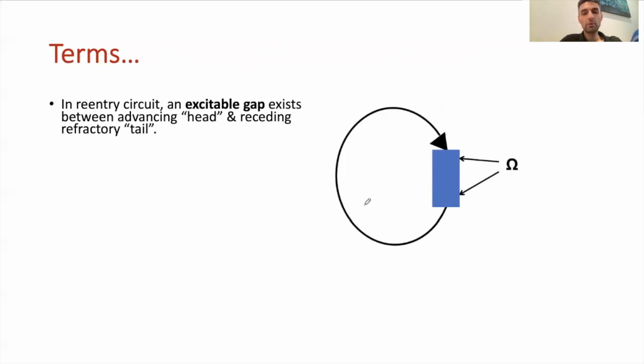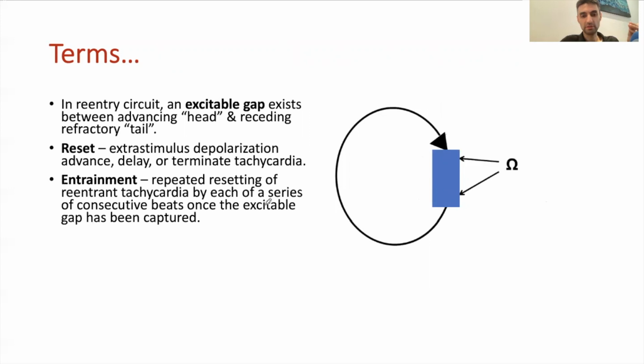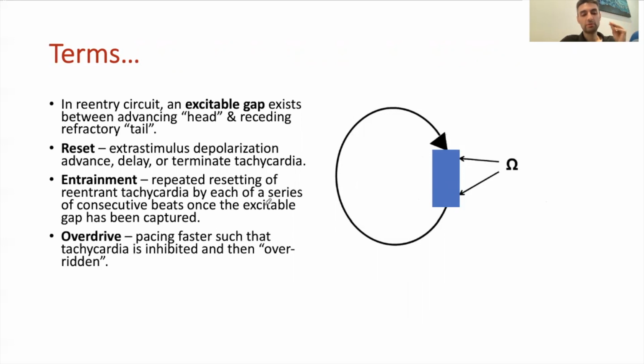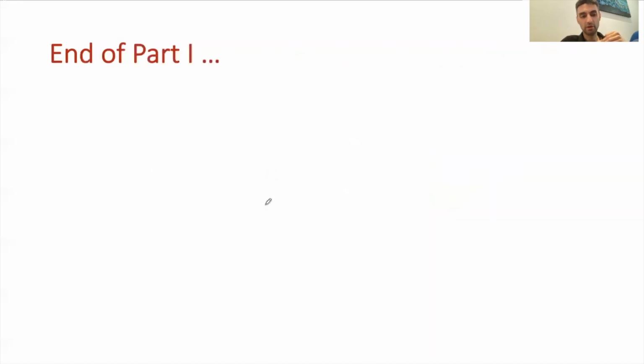So to summarize, we described so far excitable gap and re-entry circuits. We said what reset means, which is an extra-stimulus depolarization that advances, delays, or terminates tachycardia. We said that entrainment means repeated resetting of a re-entry tachycardia by each of consecutive beats once the excitable gap has been captured. We said overdriving of a focal tachycardia means you're pacing faster than the tachycardia such that the tachycardia is inhibited and then overridden. And fusion is when the extrastimulus depolarization fuses with the tachycardia depolarization. So we will pause here and we will continue with part 2 in just a second.